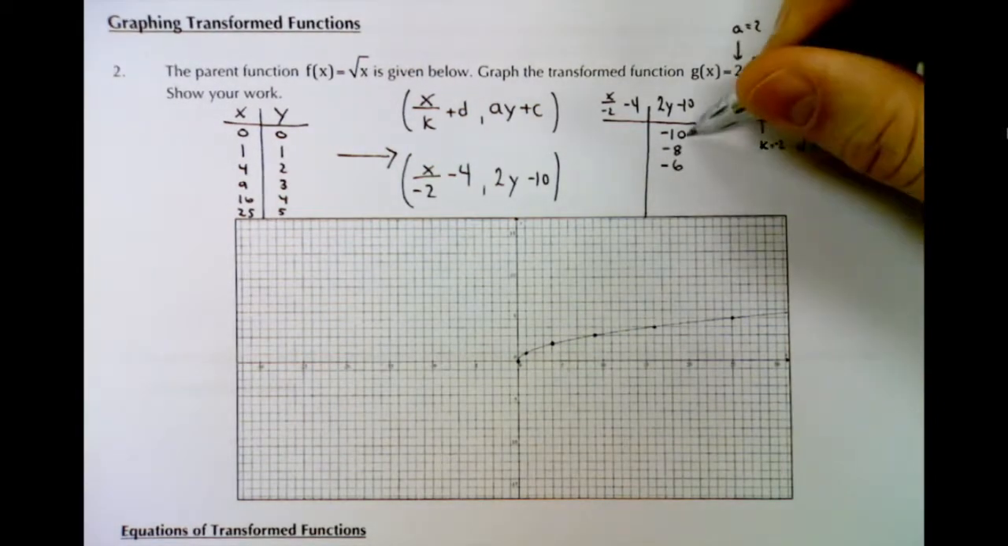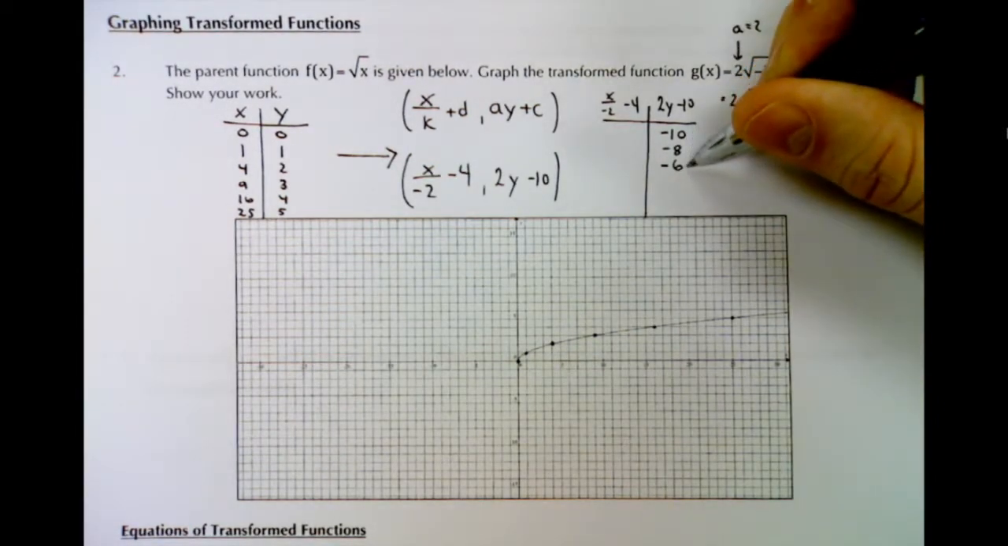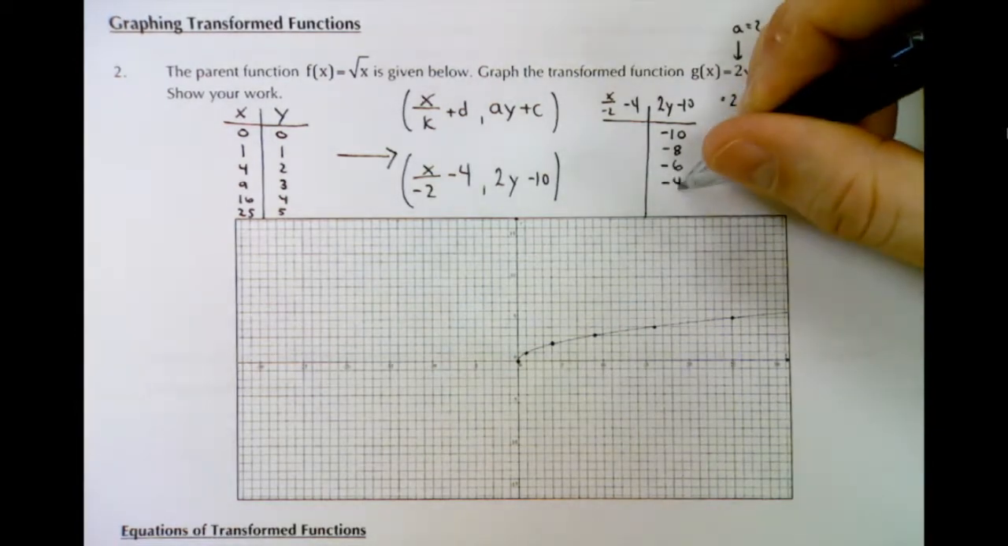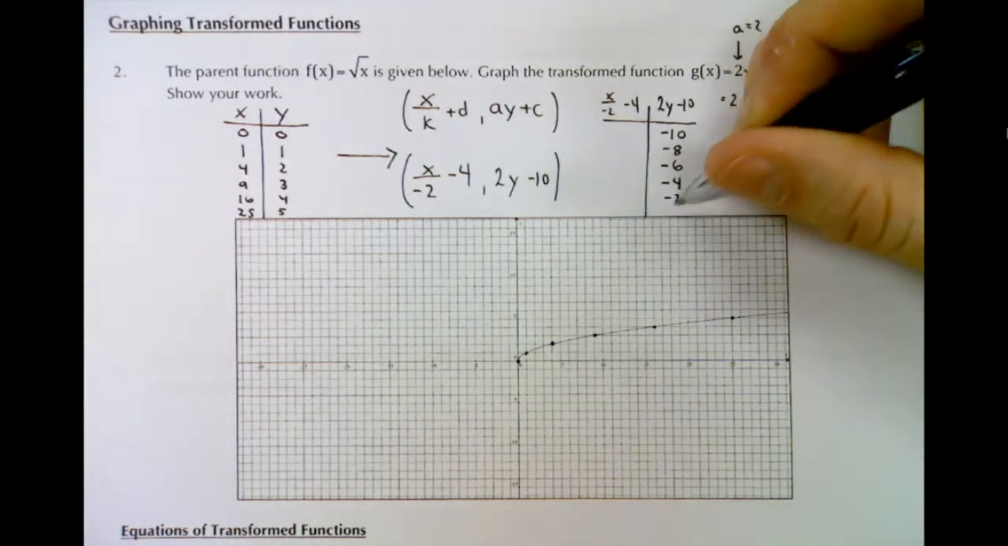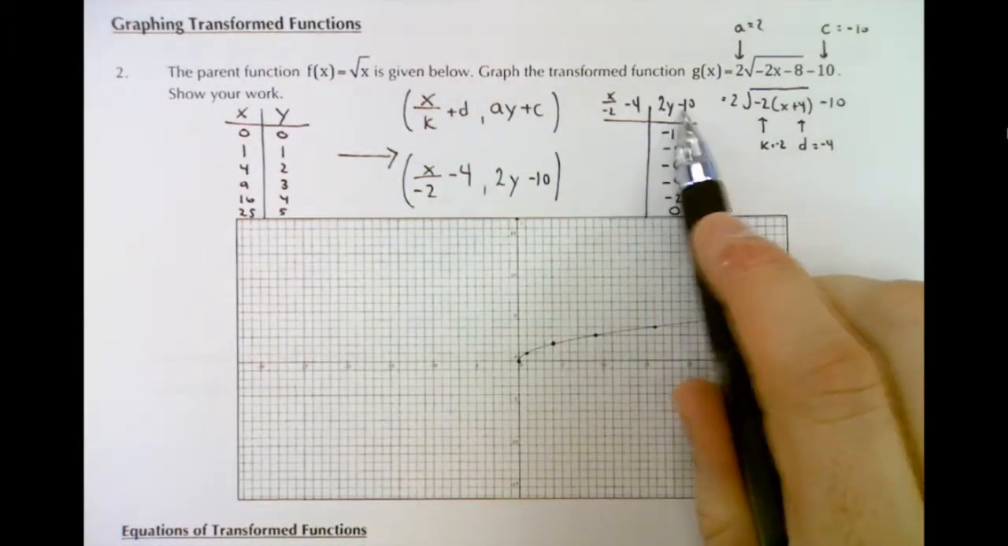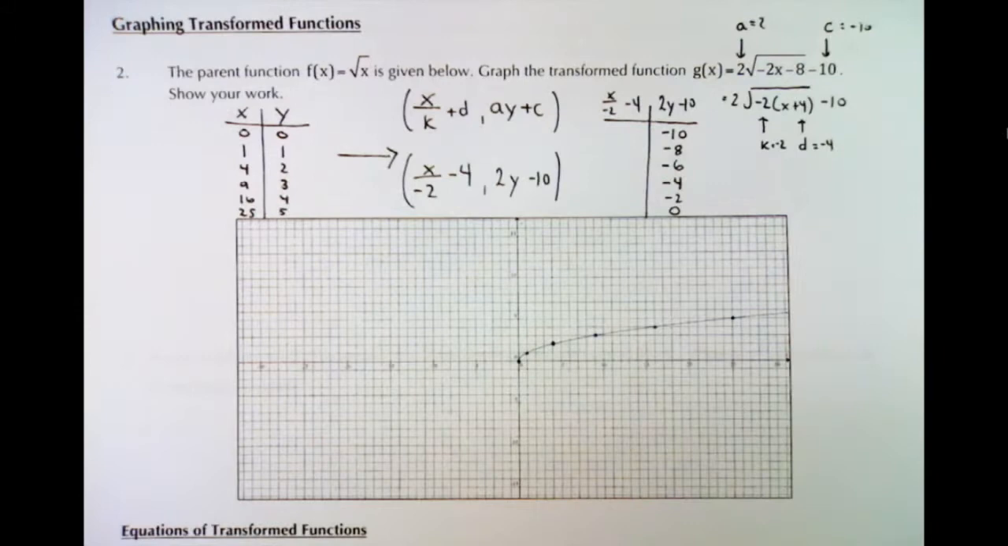You can kind of see the pattern. So going up, the numbers are increasing by 2 each time, so we'd expect maybe negative 4, negative 2, and 0. And if we double check, we'll do 5. 5 times 2 is 10. 10 minus 10 is 0. Right on. So there's our new y's. And if we know the x's, then we can plot some points and we get a new graph.